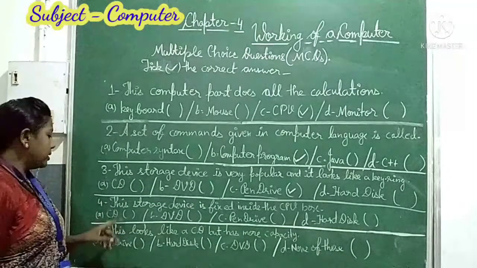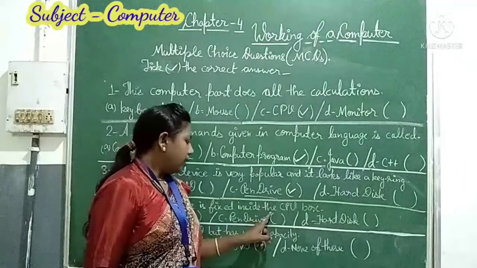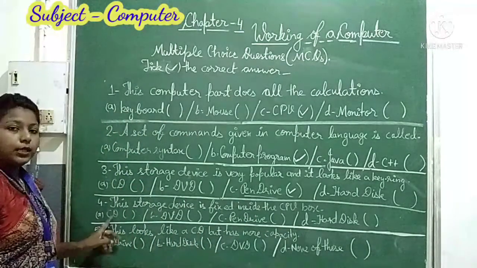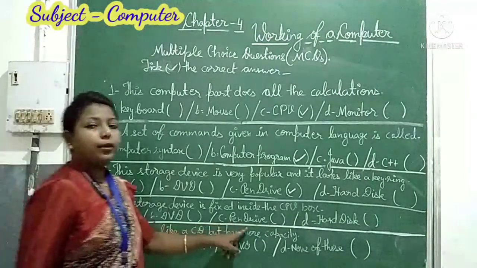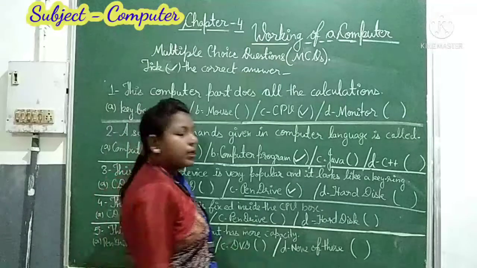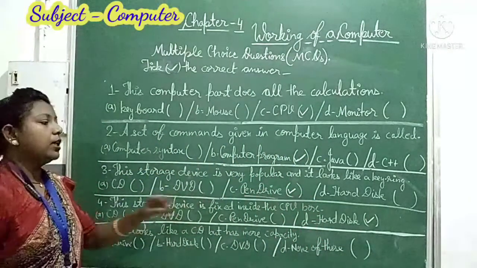And your fourth question is, this storage device is fixed inside the CPU box, and your options are A. CD, B. DVD, C. Pen drive, D. Hard disk. And your correct option is hard disk, because hard disk is fixed inside the CPU box.